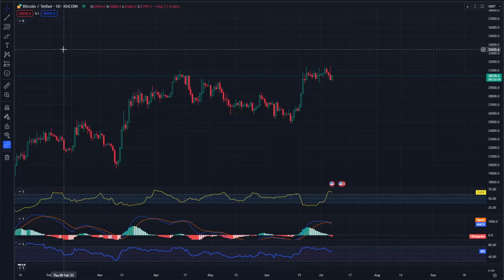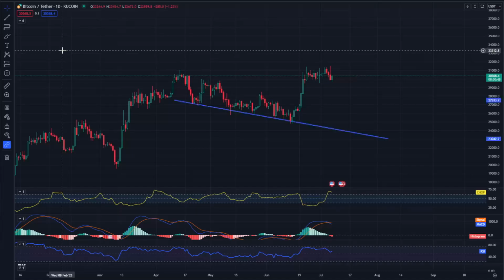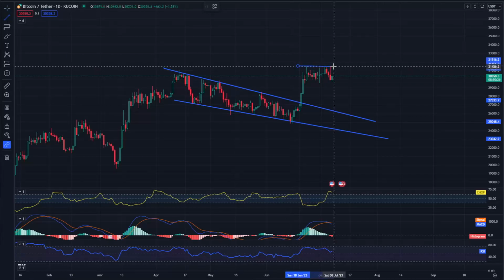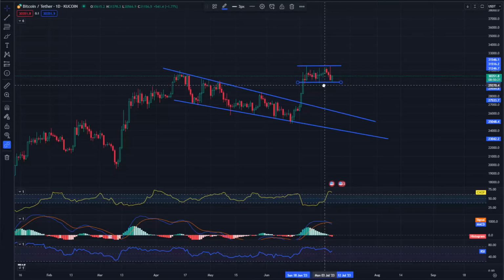Let's start by checking the current situation on the BTC pair to USDT, taking into account the one-day interval. First, we will use the blue lines to mark the downtrend channel from which the price has gone up. While locally it is worth marking the sideways trend channel in which the BTC price is moving.